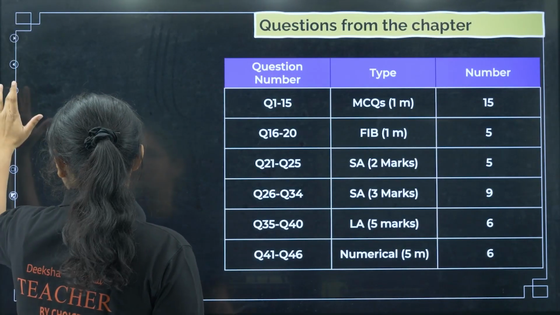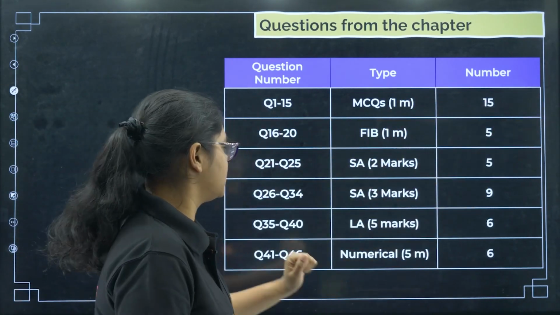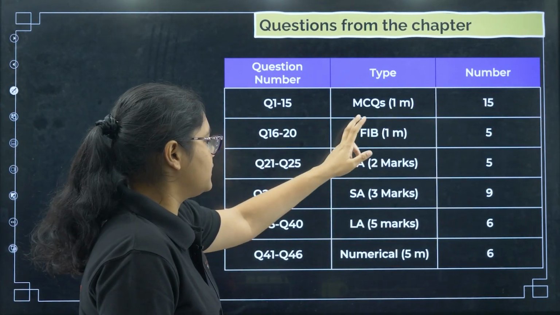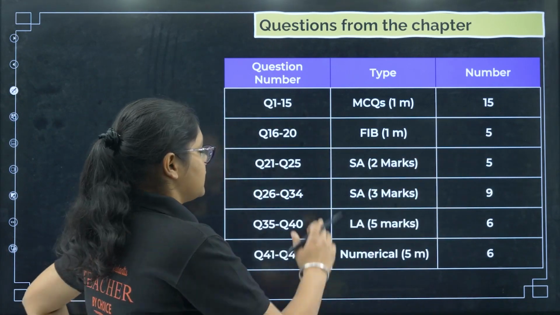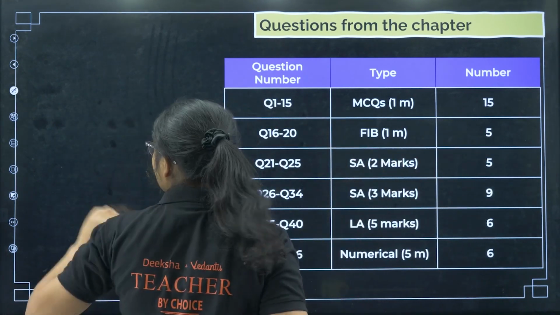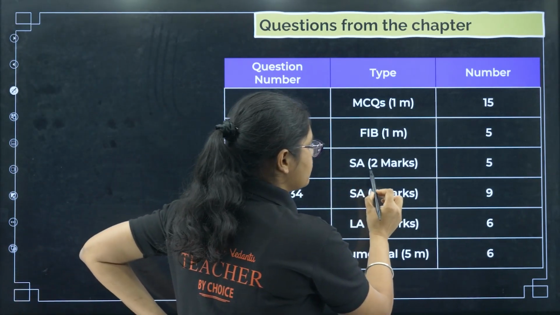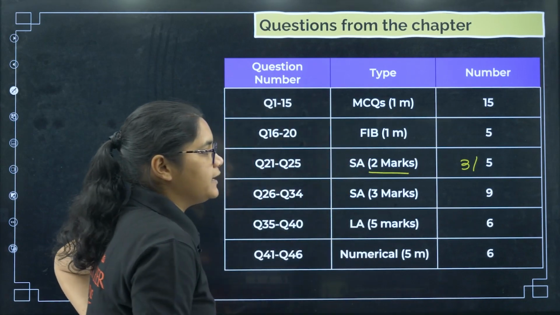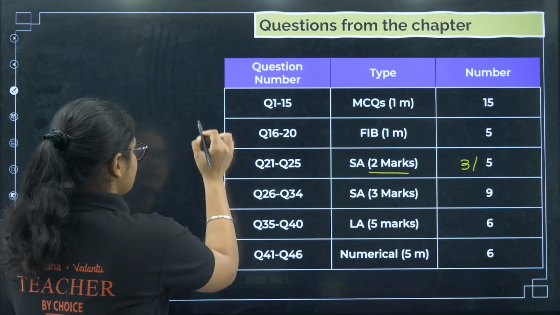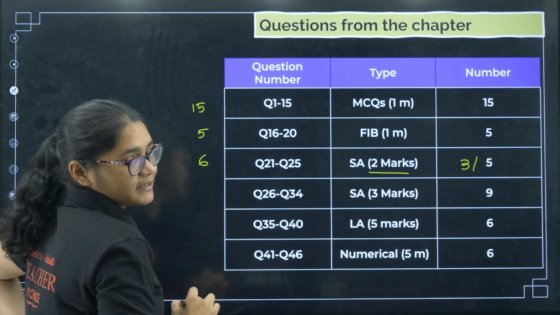1 to 15 will be your MCQs, 1 marker, 15 questions, all compulsory here. 16 to 20 will be your 5 questions of FIB, fill in the blanks, 1 marker questions. Then 21 to 25 will be 2 marker questions, 5 questions in which you have to attempt any 3. So the MCQs will give you 15 marks, the fill in the blanks 5 marks, and this one 6 marks.